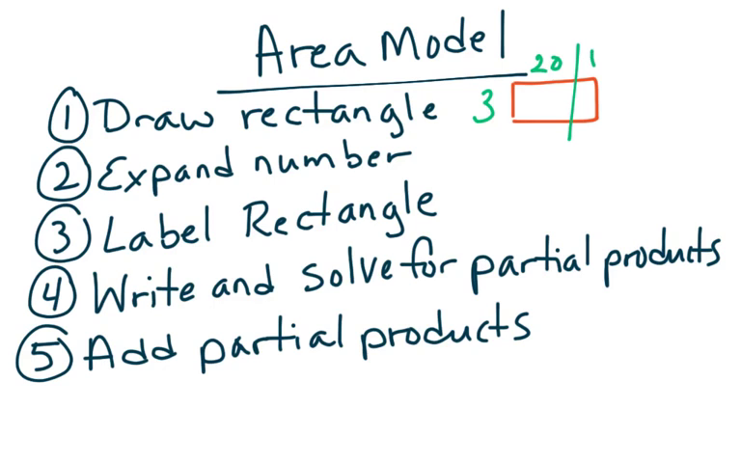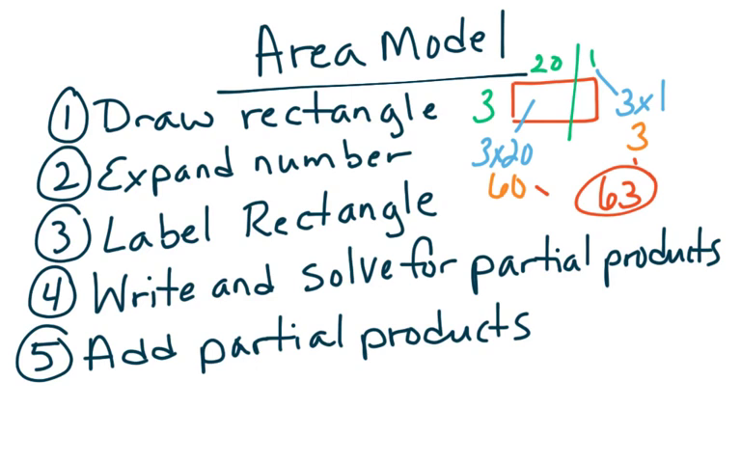Step number 4 is to write and solve for our partial product. So I would do 3 times 20 here and 3 times 1 here. And I would solve for those partial products. So I would get 60 and 3. And then my final step is to add my partial products together. 60 and 3 would be 63 as my final product. Write these 5 steps down in your spiral. If you need to pause the video, pause the video. Make sure you get these down in your notes.